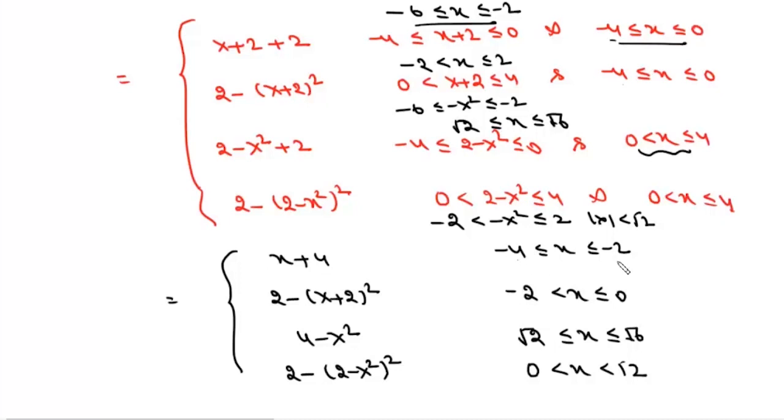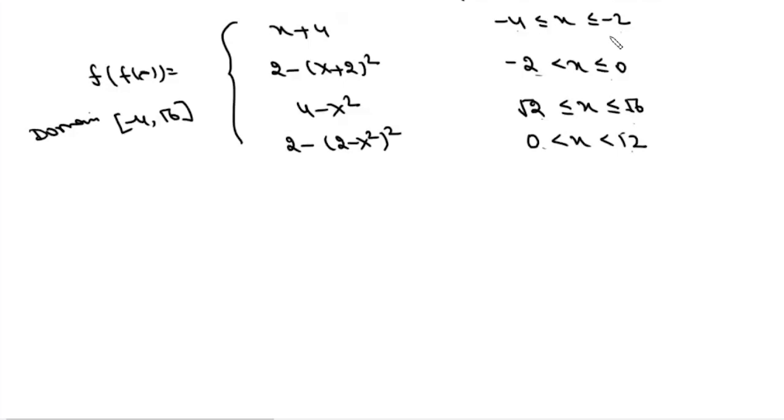Now again, it goes from -4 to -2, -2 to 0, 0 to root 2, and root 2 to root 6. So the domain of f(x) is from -4 to root 6. Now if we look at continuity, we'll check continuity at -2. f(-2) negative will be 4 - 2, which is 2, and f(-2) positive, since the equality sign is here, is also equal to f(-2), which will be 2 - 0. This is 2, so it is continuous at -2.